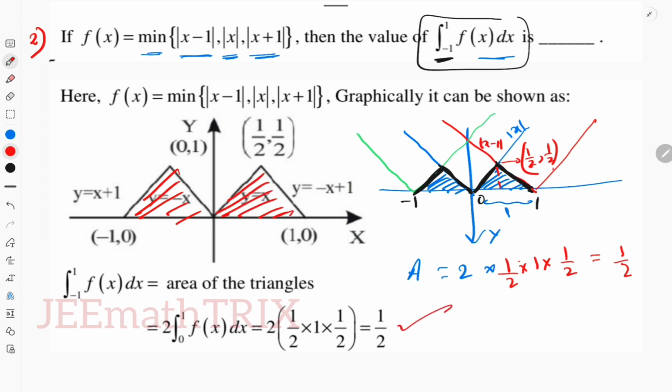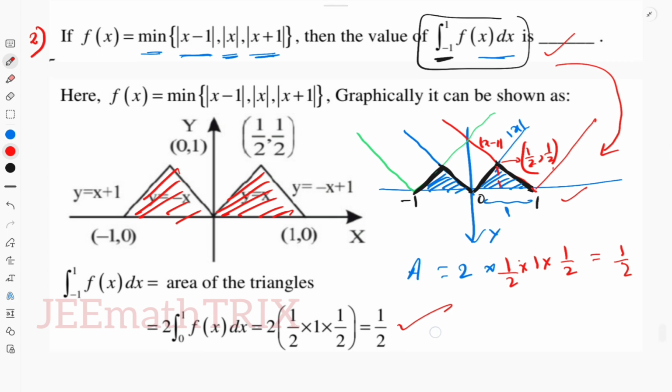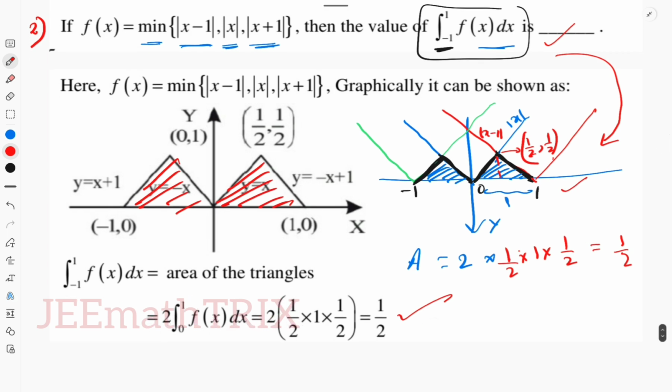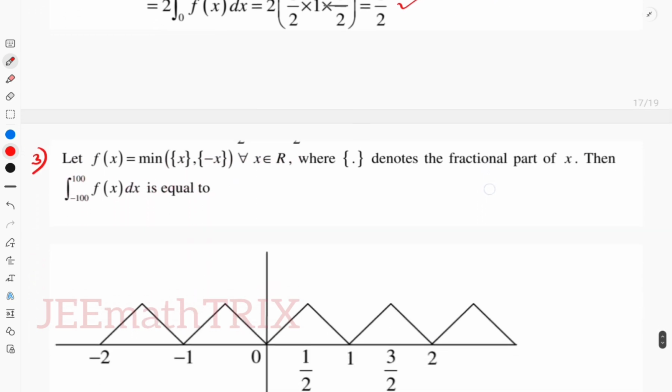So this way, using a graph also, we can calculate the definite integration. Sometimes it is easier to calculate the area rather than the definite integration. Even if the question is asked about definite integration, sometimes it is easy to calculate using area. So you can go with that also, right? Let's encounter one more question.